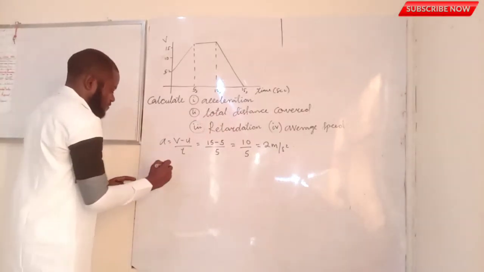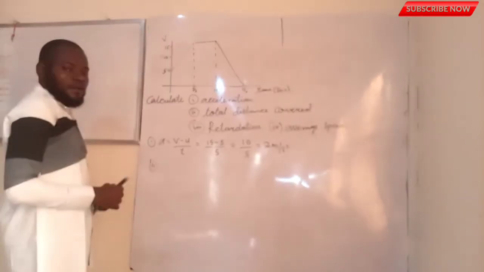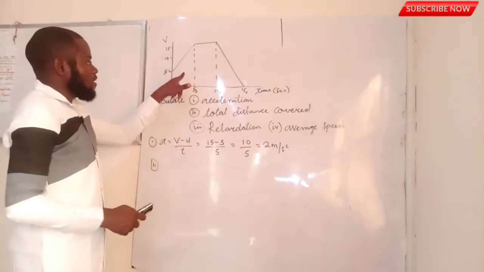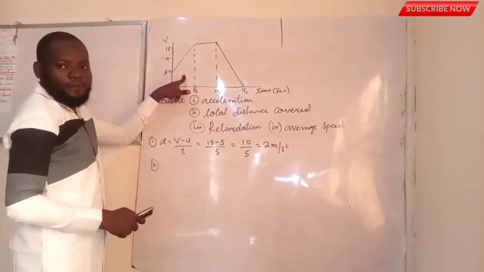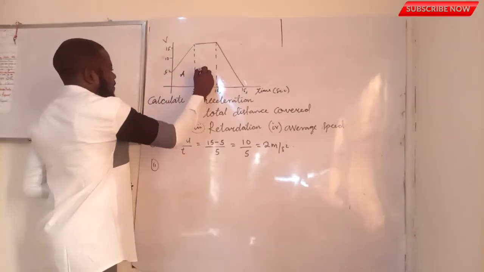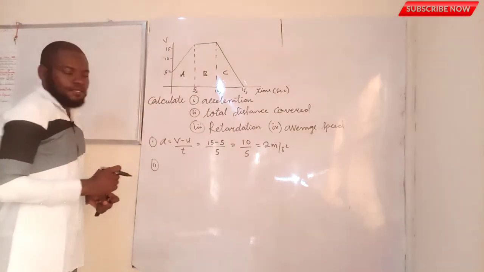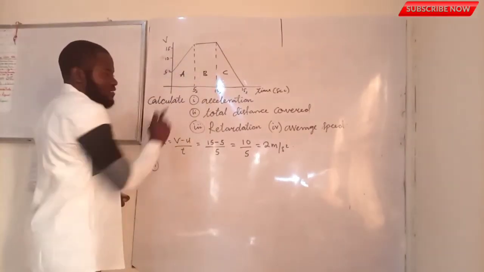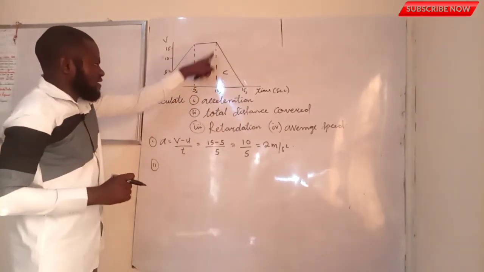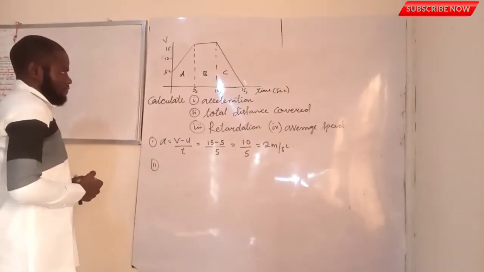The second question, the total distance. The total distance covered, remember, is going to be the summation of the area of individual shapes. When you look at the first shape, this is a trapezium. I label this A, I label this B, and I label this C. Shape A is like a trapezium. And shape B is a rectangle. And shape C is a triangle. Are we together?